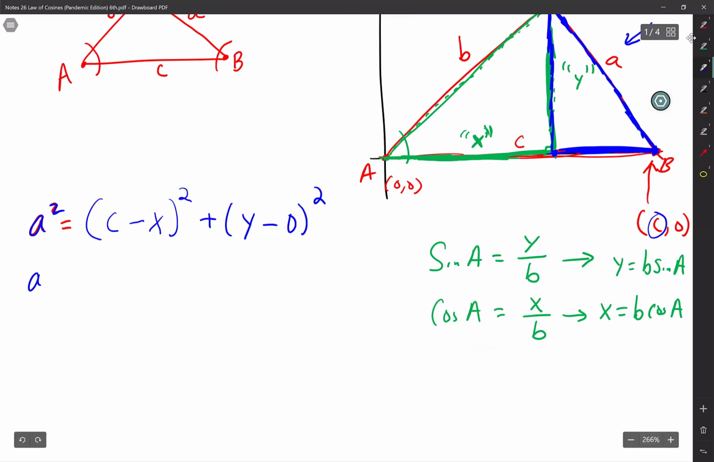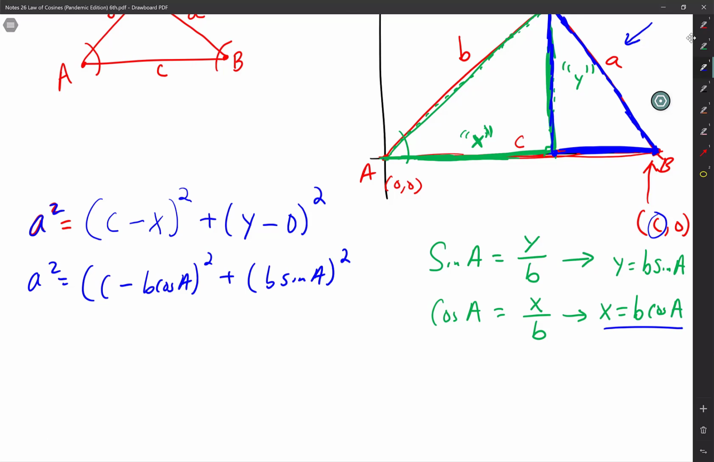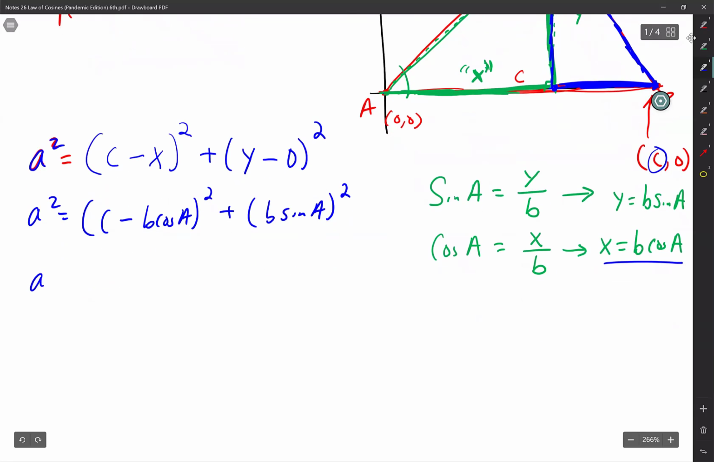So I'm going to write A squared equals parentheses C minus what is X? B cosine A. Close it, put a square on it, plus what is Y? B sine A. Put a square on it. Now I'm just going to expand it, guys. A squared equals, I'm foiling. C times C is C squared. And then C times B cosine A, that's going to be BC cosine A, but I'm going to have two of those dudes. So minus 2BC cosine A.